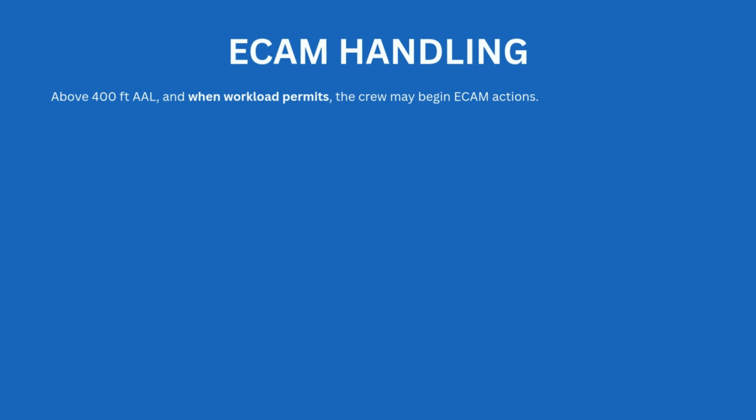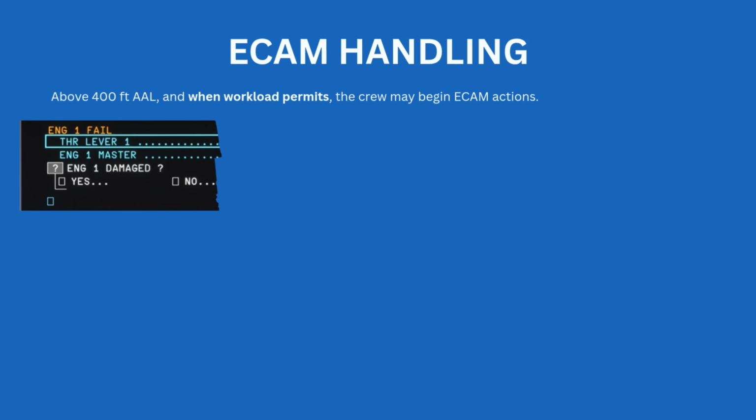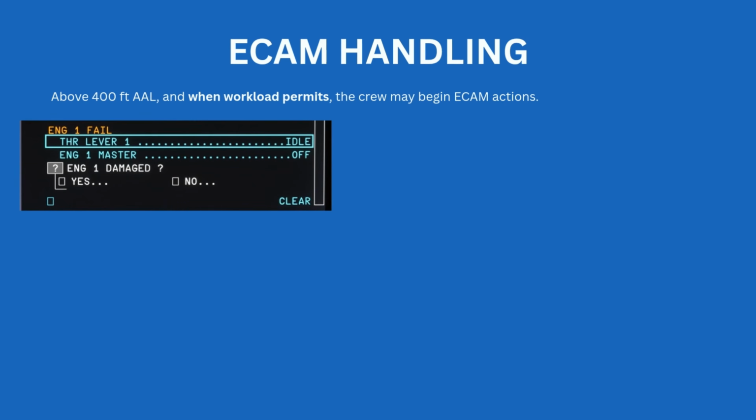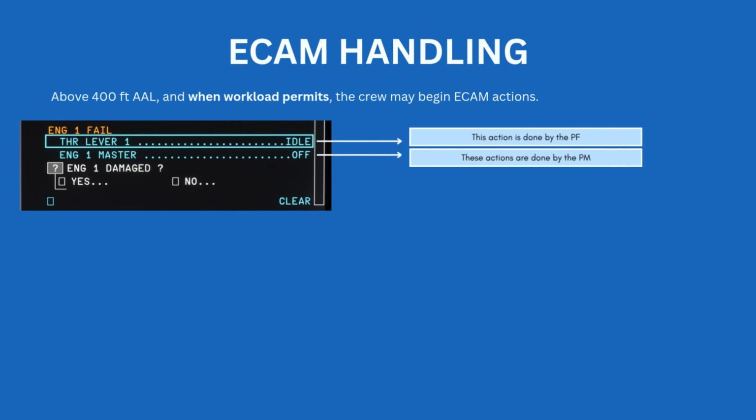Above 400 feet, and when workload permits, the crew may begin the ECAM actions. Let's look at this more closely. As mentioned before, the thrust lever to idle is actioned by pilot flying, whilst the engine master is switched off by pilot monitoring. Both these items must be confirmed before they are actioned.